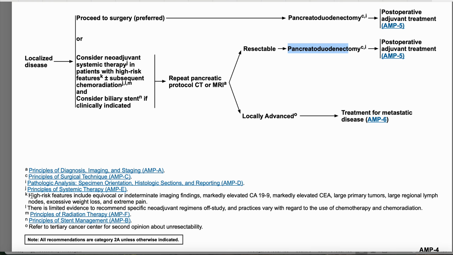So high risk features include equivocal or indeterminate imaging finding, markedly elevated CA19-9, markedly elevated CEA, large primary tumor, large regional lymph node, excessive weight loss, extreme pain. There is limited evidence for a recommended specific neoadjuvant regimen, and practices vary with regard to the use of chemotherapy and chemoradiation.